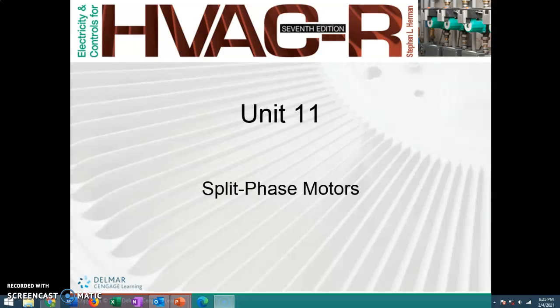Today we're going to be discussing Unit 11 and the split phase motor. Now, because three-phase power is not available in small businesses and residential locations, the air conditioning equipment for these areas is powered by single-phase electric motors. The single-phase motors used in air conditioning systems are generally one of two types, the split phase and the shaded pole induction motor. Today we're going to be hopping right into that.